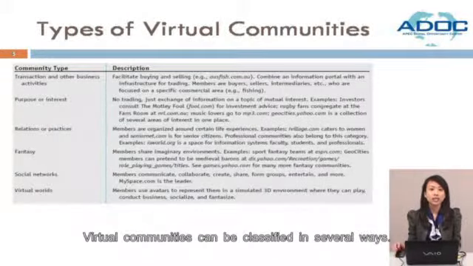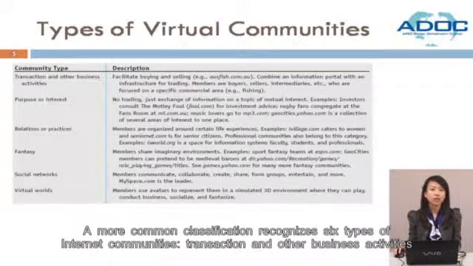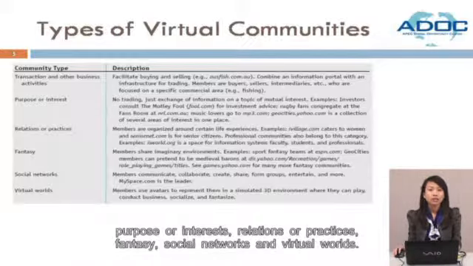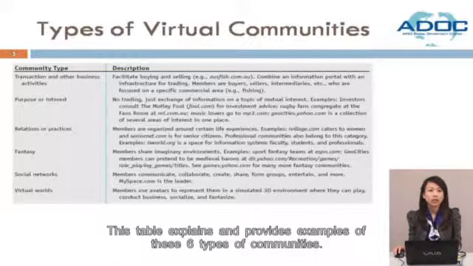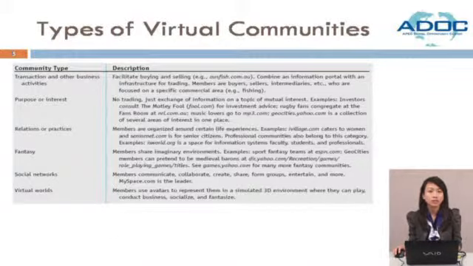Virtual communities can be classified in several ways. A more common classification recognizes 6 types of Internet communities: transaction and other business activity, purpose or interest, relations or practice, fantasies, social networks, and virtual worlds. This table explains and provides examples of these 6 types of communities.